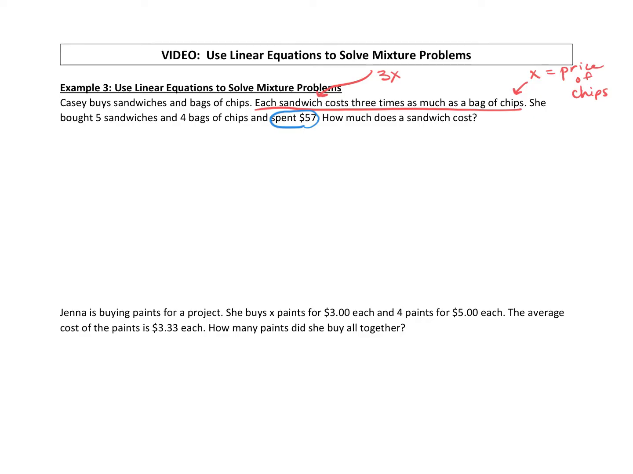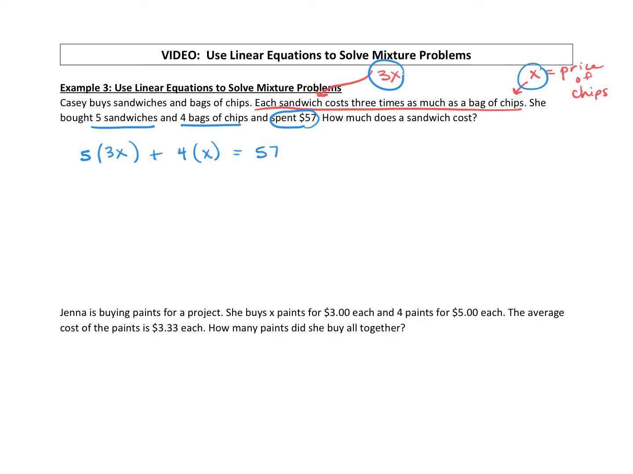So Casey bought 5 sandwiches. Well, each sandwich is being represented by 3x. So we could do 3x plus 3x plus 3x. We could just have 5 3x's. Or we could say 5 times 3x, which is representing our sandwiches. She's also buying chips. She's buying 4 bags of chips. So 4 times, what are we using to represent our chips? That's what we decided in the beginning is the x, and that's going to equal the $57.